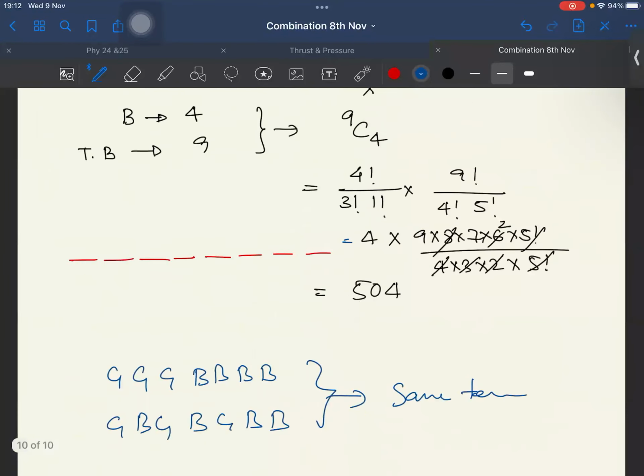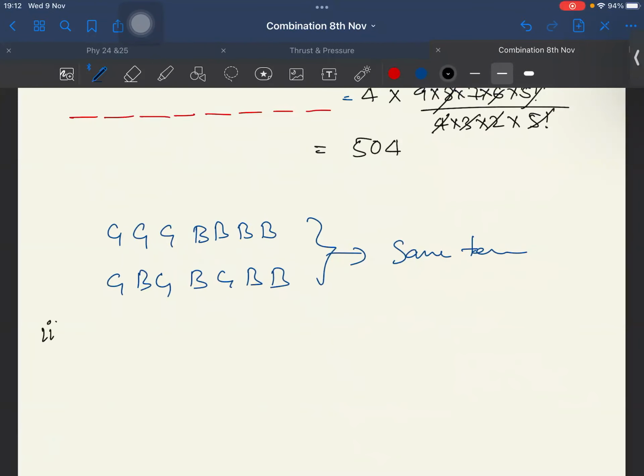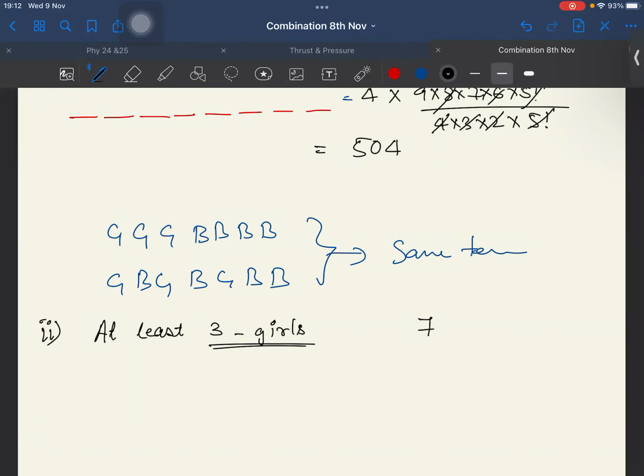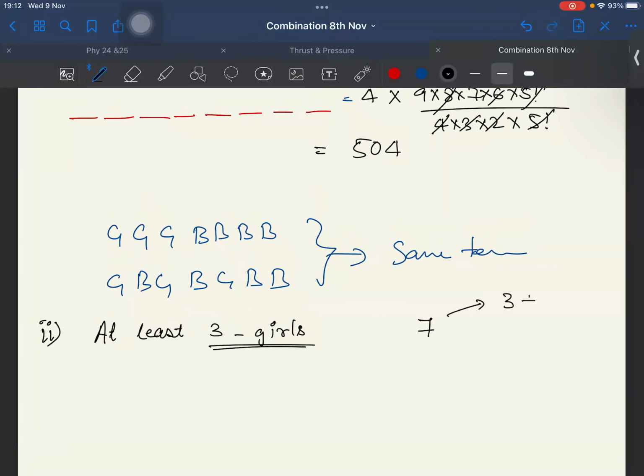Okay, let's do one more problem. Please someone solve the second part. What is the second part? At least 3 girls we have to use. That means it can be 3 girls or 4 girls, right? At least 3 girls. How are we going to use at least 3 girls? The team has to be formed of 7. So either there can be 3 girls or 4 girls. So there are 2 combinations: 3 girls plus 4 boys, or 4 girls and 3 boys.